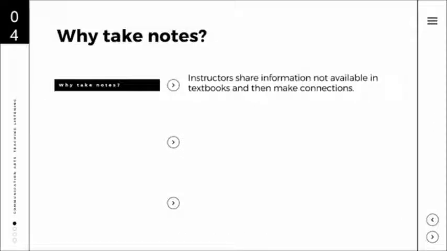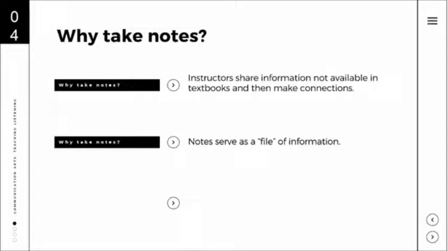Now, these are the common reasons why we should take down notes in class. First one is instructors share information not available in the textbook and then make connections. During class lectures, your instructor will elaborate the topic and then it is very important for you to take it down because you cannot find it in the book, or especially when you don't have the book.